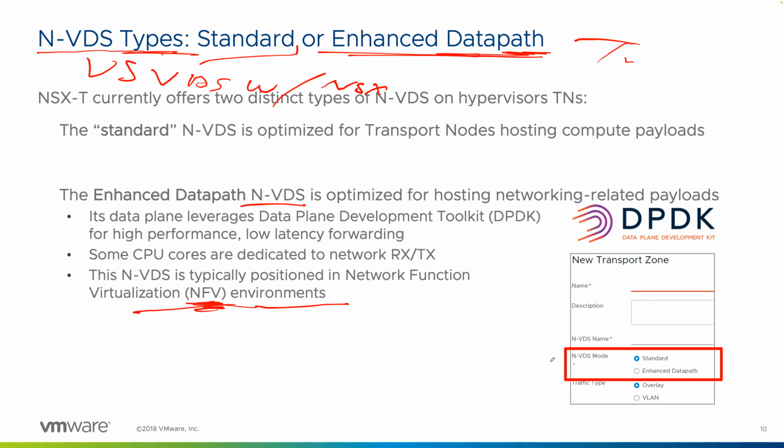Now here is a configuration sample. When you create NVDS, you can just select standard or enhanced data path. Generally, we always use standard for a general enterprise.